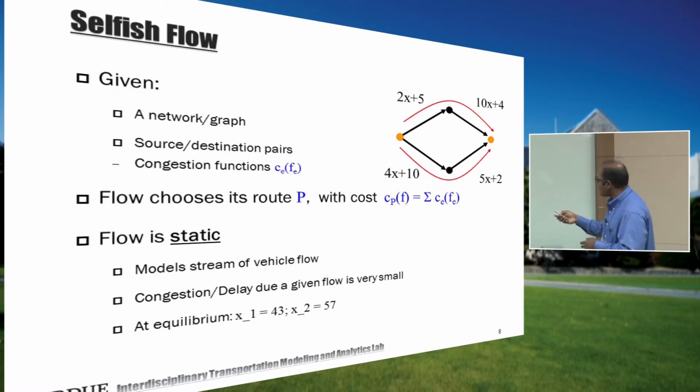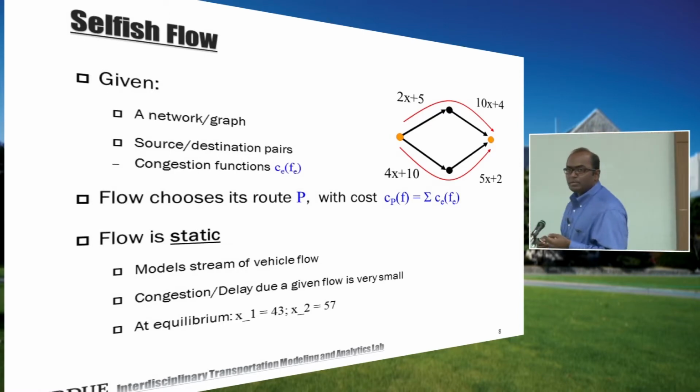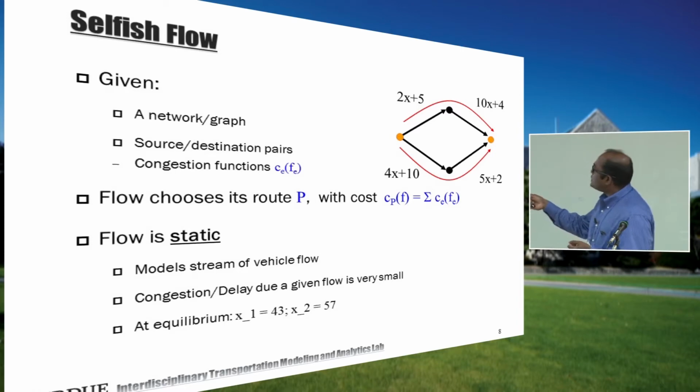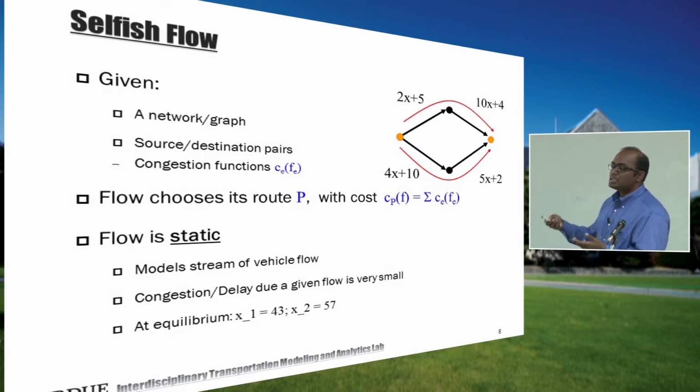Okay? Let's change the cost functions a little bit just to understand the problem. If I were to change the cost functions, let's just say that there is no x. This is just 2 plus 5, this is 10 plus 4, this is 4 plus 10, and this is 5 plus 2, right? By the way, why is x coming in? X is coming in because there is a limited capacity on this road, right? There's a limited capacity on each of these roads, which is reflected by this x. That means as I have more congestion, because of constrained capacity, the cost for all agents increases, right?